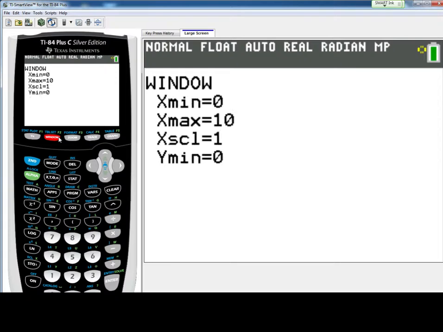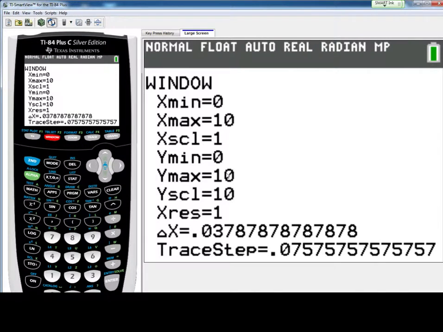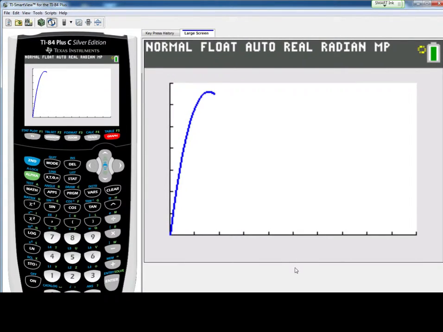What am I missing? Oh, my Y max. How far up did the volume go? Okay, so I'm going to go 70 then. Come on, you got to work for me now. Boom, there it is. There's my max. And then it goes down and it comes back up, doesn't it?